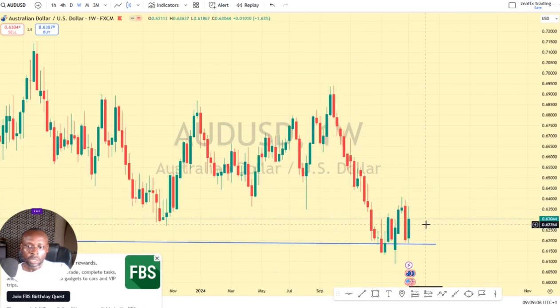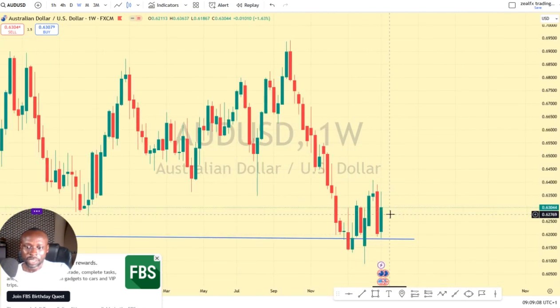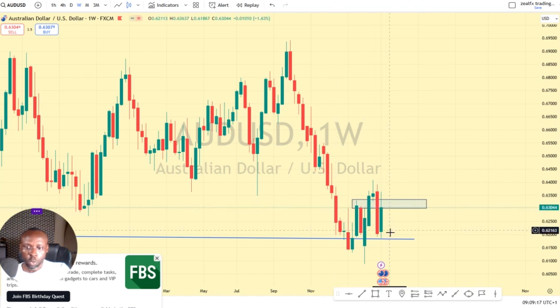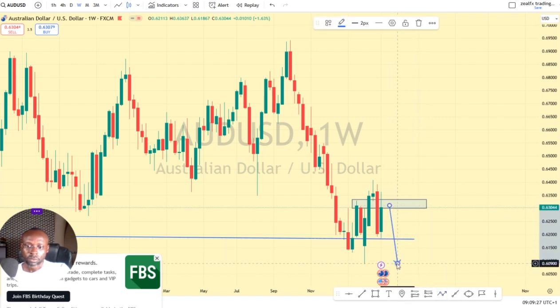So long as price tested this resistance level, this strong resistance level, which is this level, we expect price to push lower for the AUD/USD this coming week. So all we expect this week, we expect price to break below this level this week.